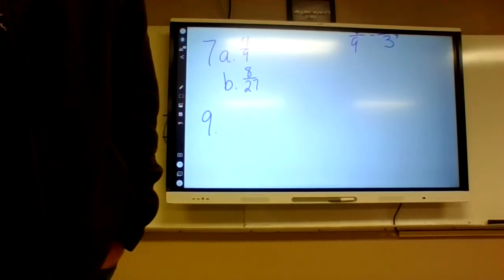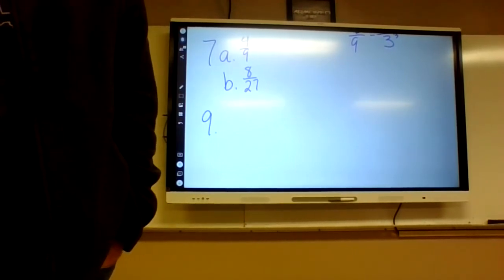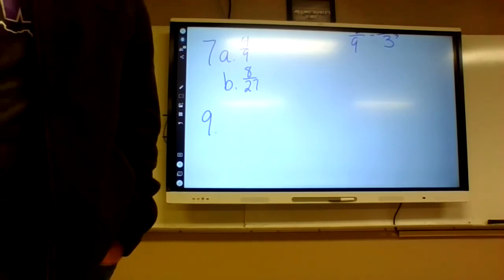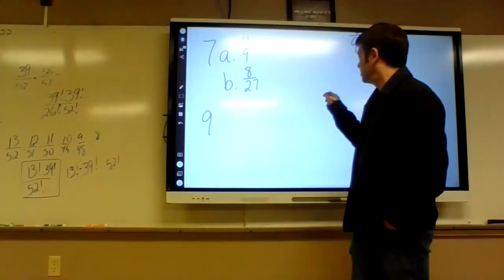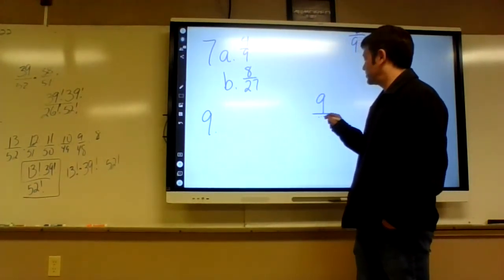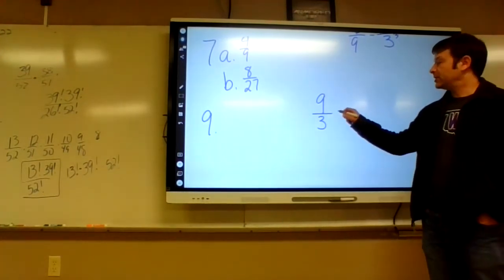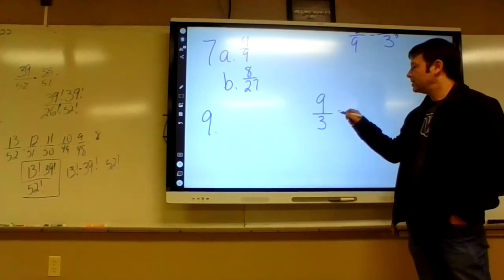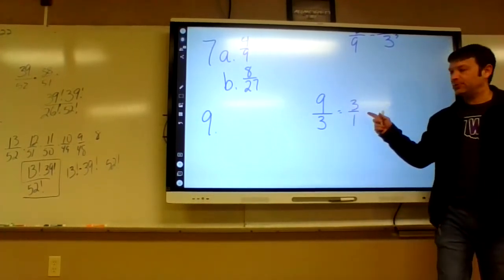Number 9. MQ is what we're looking for. They give us CD is 9 and OP is 3. Those are the altitudes, so those are matching parts, so they're going to be in the same ratio. What does 9 to 3 reduce to, by the way? 3 over 1. So that is our similarity ratio, 3 to 1.